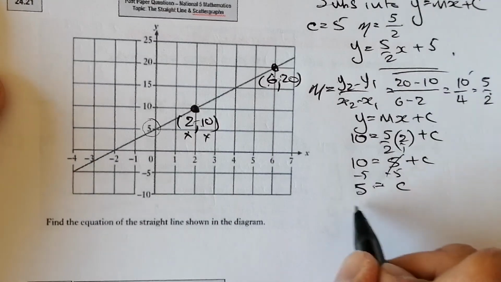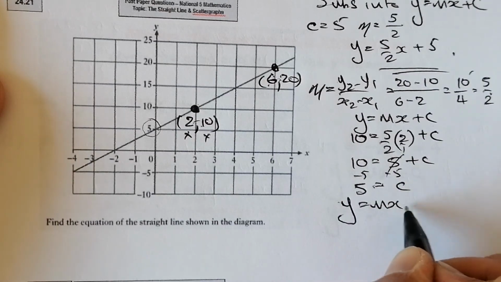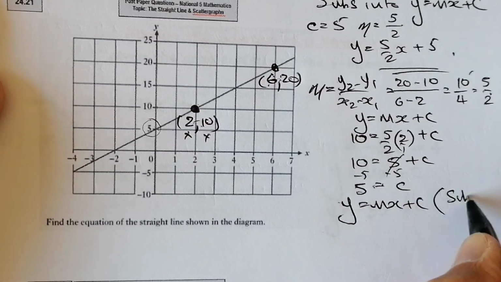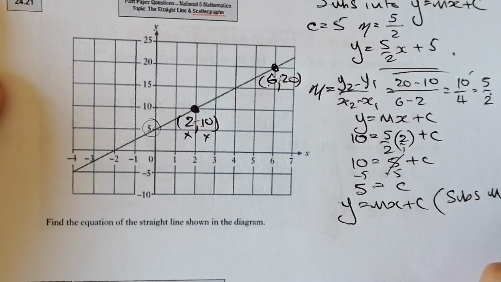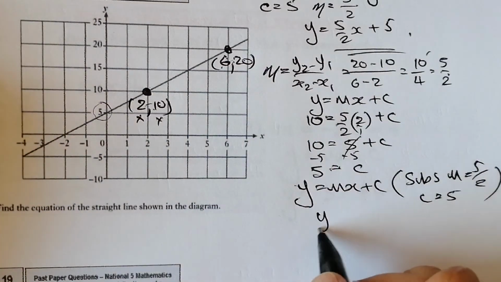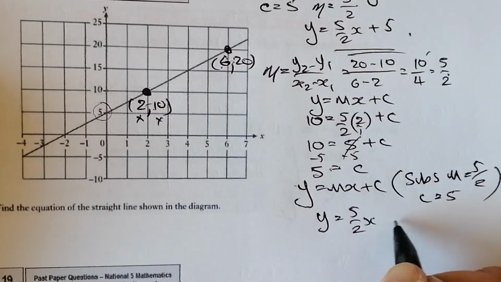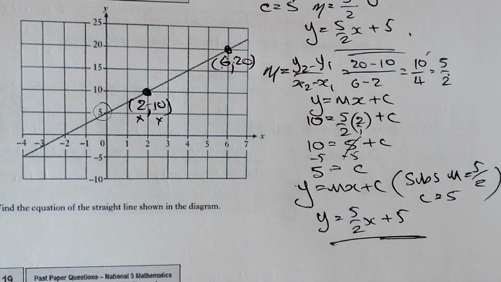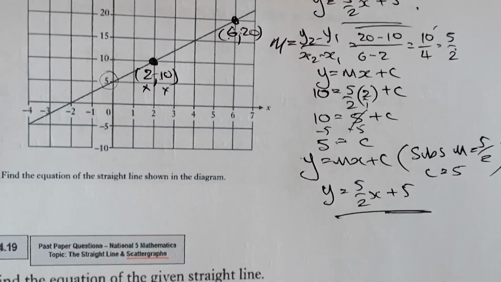So here we would just go for y equals mx plus c, and we're going to substitute my gradient equal to 5 upon 2 and the c value equal to 5. We'll just substitute them into that there. So y equals 5 upon 2x, and that's going to be plus 5. Same as up above, okay? Right, so that's one of the exam questions done.